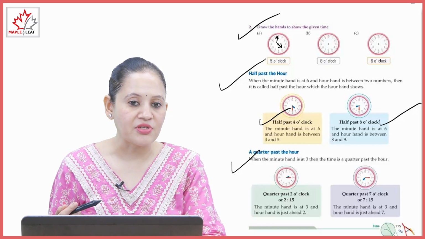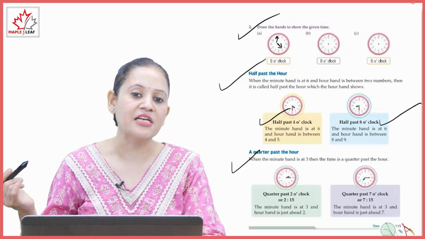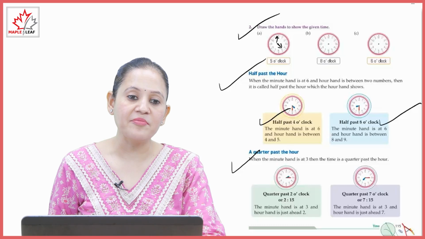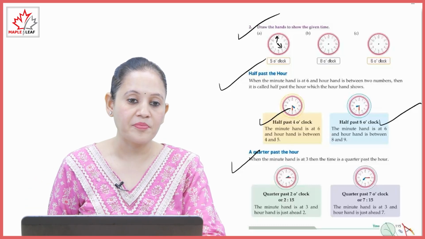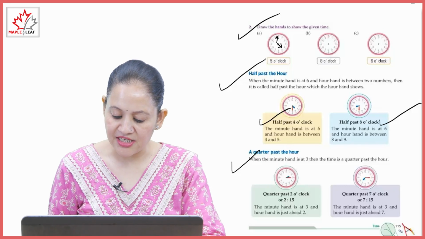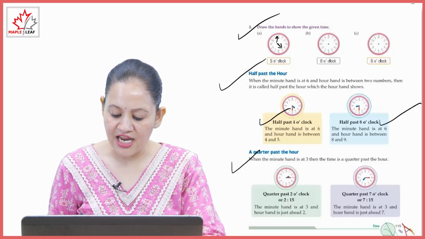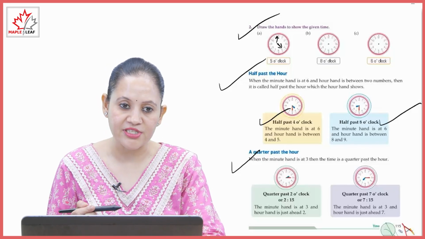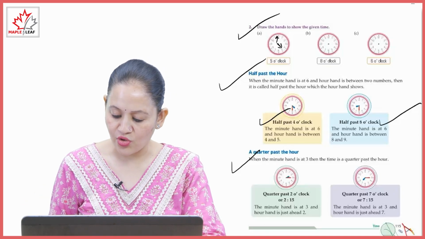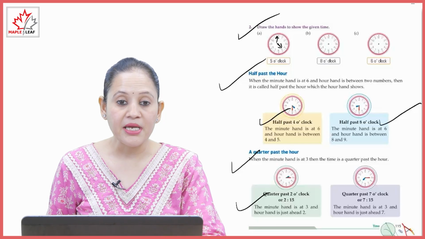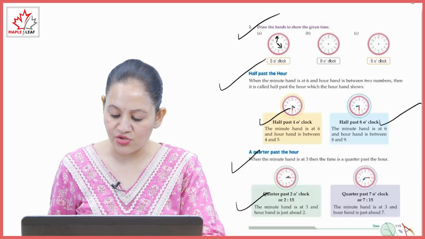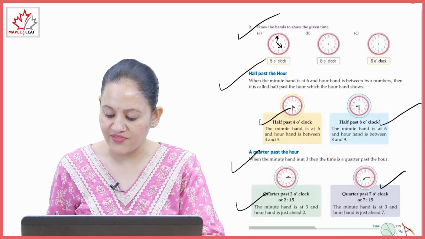Next is quarter past the hour. When the minute hand is at 3, जब 3 पे होगा then time is quarter past the hour. So here you can see in this clock the time is quarter past 2 o'clock, means 2:15. The minute hand is on 3 and the hour hand is just ahead of 2. 2 से थोड़ा सा आगे है तो time क्या हो जाएगा? 2:15 और quarter past 2 o'clock. Here the minute hand is on 3 and the hour hand is just ahead of 7 तो time हो जाएगा 7:15 or quarter past 7.